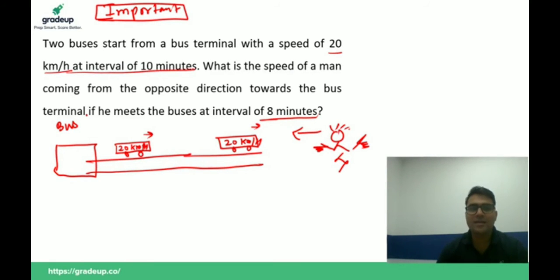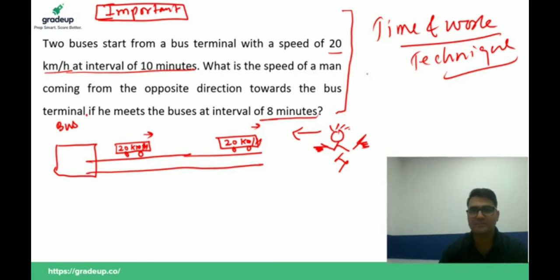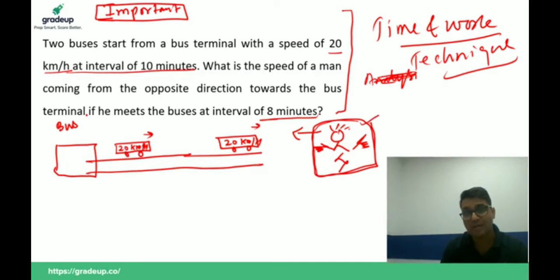Meet the bus every 8 minutes because the man is also going this side. Now guys, this type of question can be solved by the time and work technique. Listen carefully. If this man is static here, then the bus will cross him in 10 minutes. But this man is also going in the opposite direction. That's why he's meeting the buses at an interval of 8 minutes.